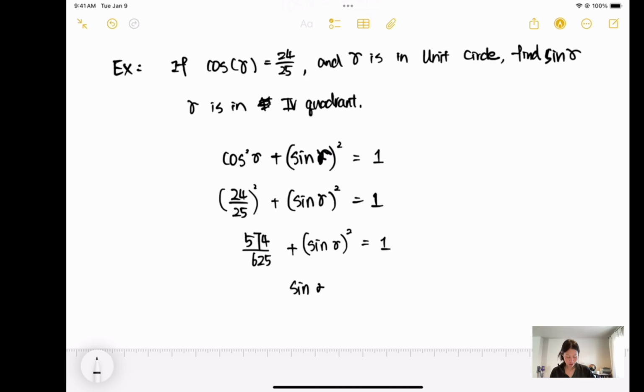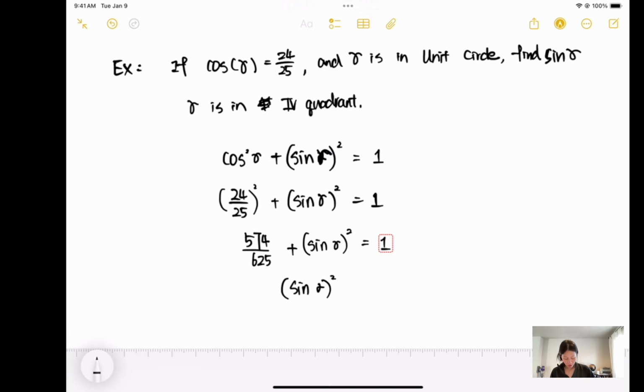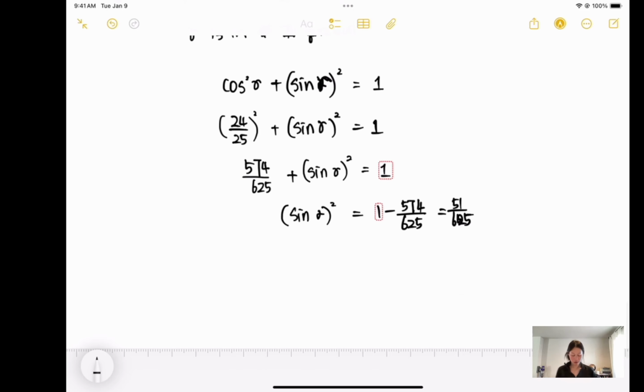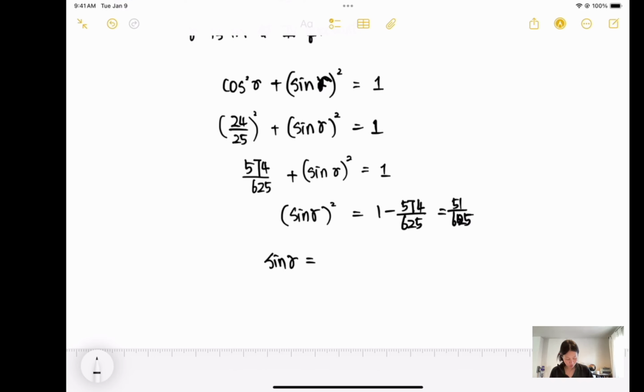So subtract the fraction on both sides. I have 1 minus 574 over 625, which is 51 over 625 for sine squared. And then we take the square root on both sides. Then I have sine gamma, not alpha, gamma, is equal to positive or negative square root of 51 over 25 after you simplify the radical expression.